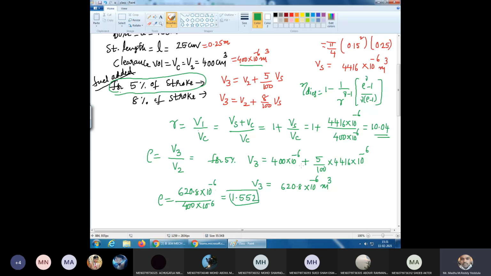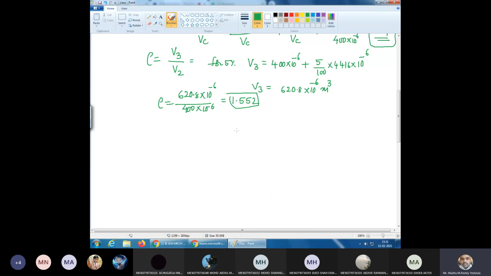We have cutoff ratio and we have compression ratio. So if you substitute r and rho value, you will get efficiency of diesel engine. So efficiency of diesel engine is equal to 1 minus 1 by r, value we got as 10.04.